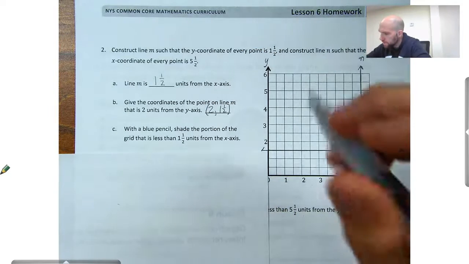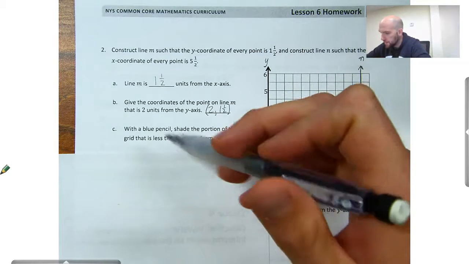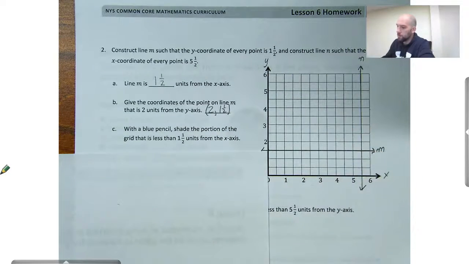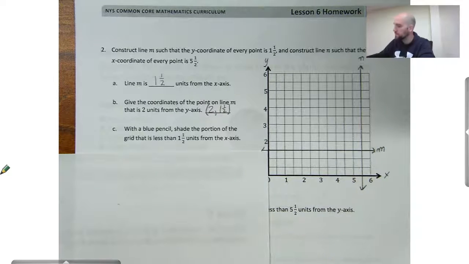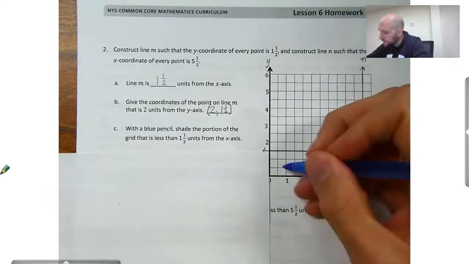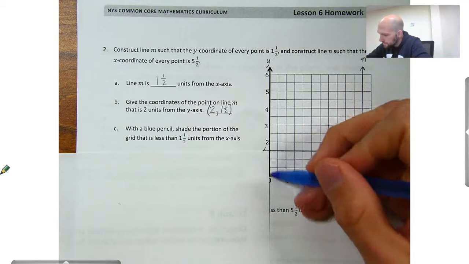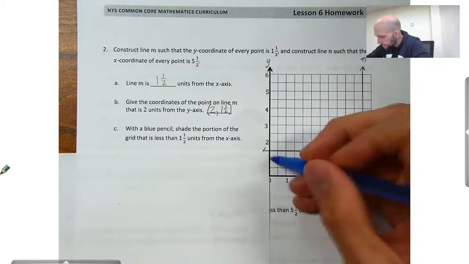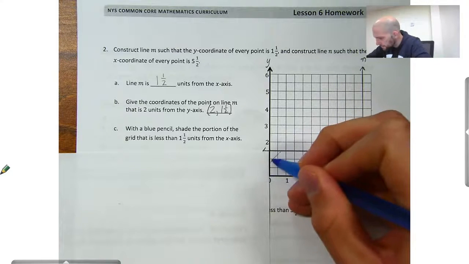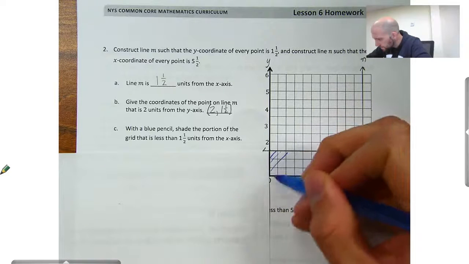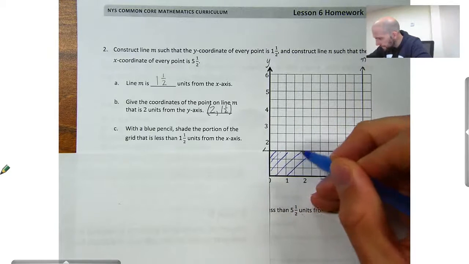With a blue pencil, shade the portion of the grid that is less than 1.5 units from the x-axis. All right, so I don't have a blue pencil, but I have a blue pen, so I'll use that. And I'm going to shade this area down here that's less. I'm going to shade it with some diagonal lines here.